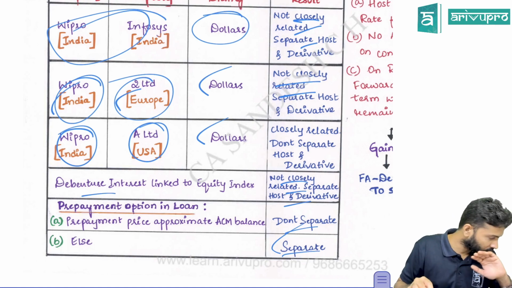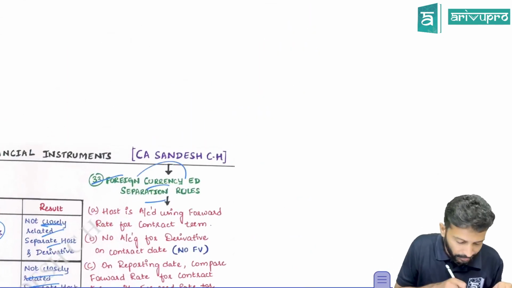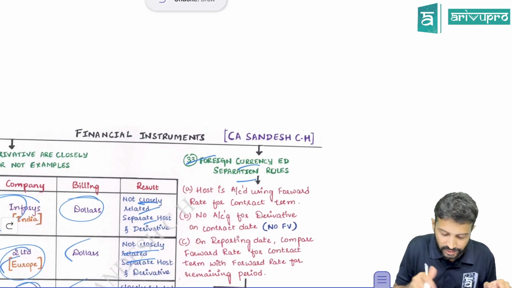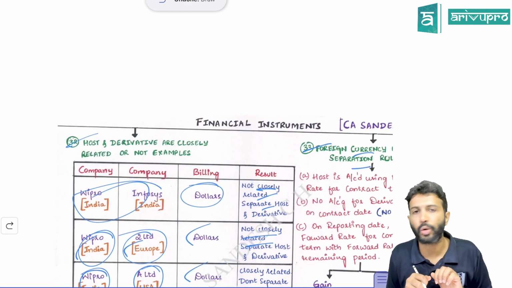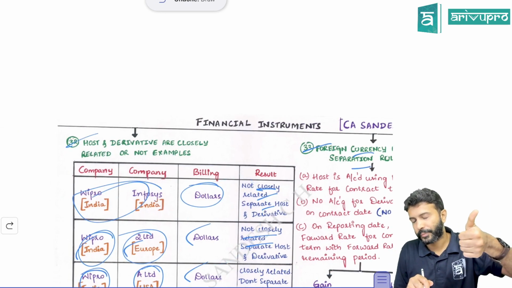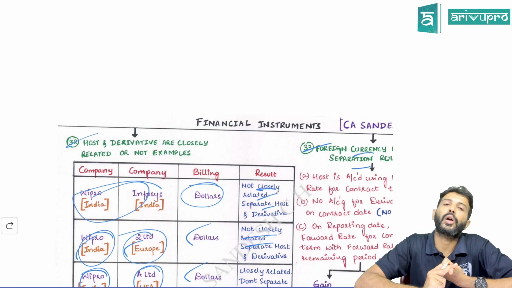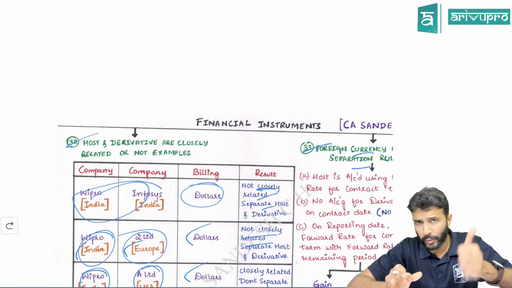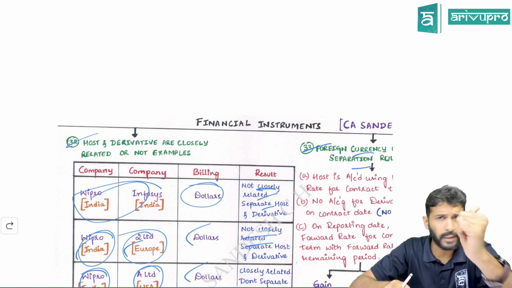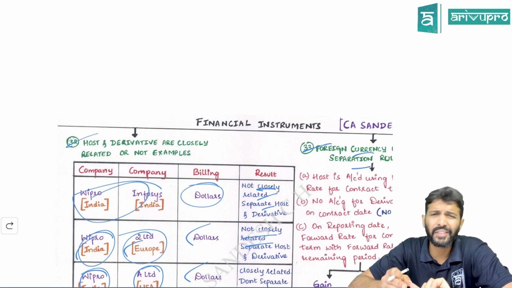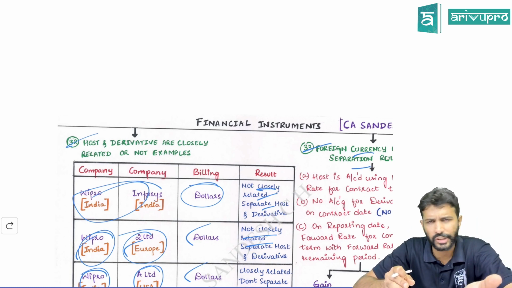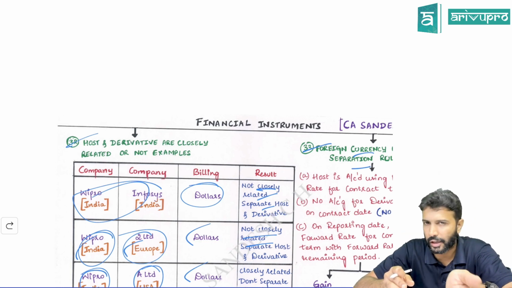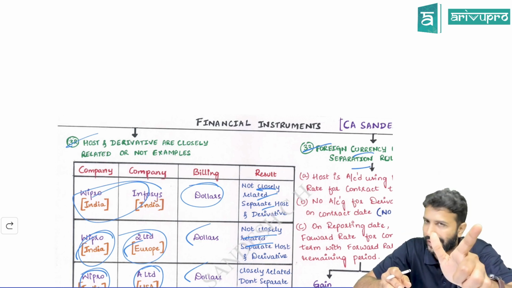For a foreign currency embedded derivative, you need to separate it, especially in these scenarios. For that, there are some separation rules. What are those separation rules? One, you'll account the host using the contract duration's forward rate that will be provided to you in the problem. So record the host using that particular rate. The derivative here generally will be your forwards or futures, etc. So they will not have any fair value, so on the transaction date, you need not do anything.